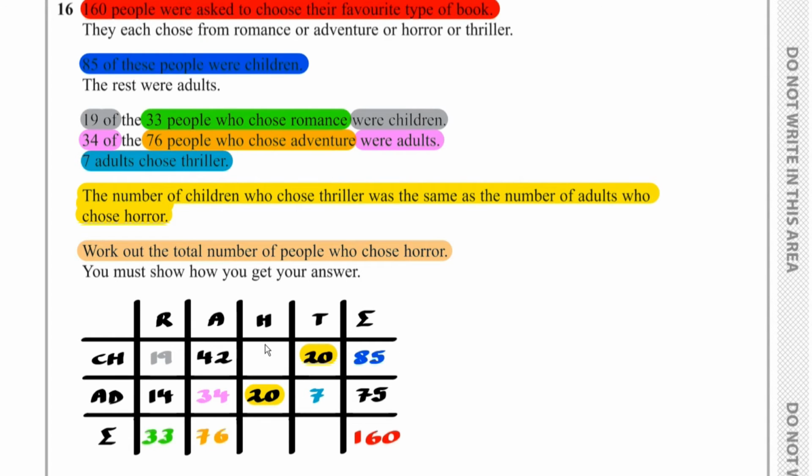We can now find out the number of children who chose horror. 85 subtract 20 subtract 42 subtract 19, that's 4. So we have 4 children who chose horror. We can now find out the total number of people who like thriller. 20 plus 7, that's 27. And to find out the number of people who like horror, that's 4 plus 20, which is 24. So the total number of people who chose horror is 24.